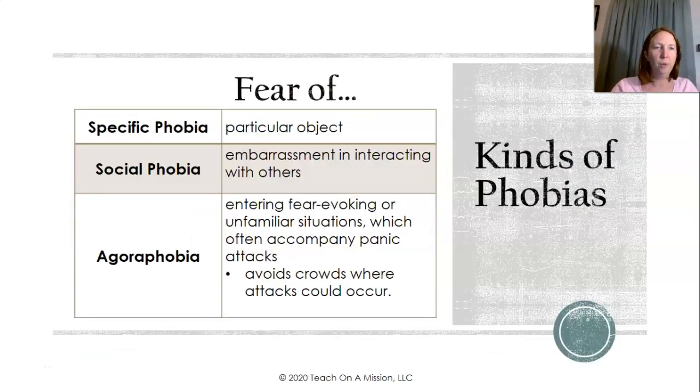There are 3 kinds of phobias that we are going to focus on. First of all, there are specific phobias like the fear of flying or fear of snakes or something like that. So those are phobias that are linked to a particular object or event or situation.